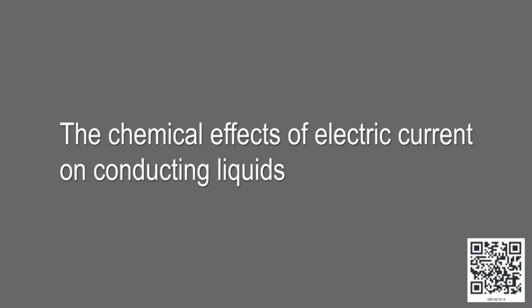In this session we are going to learn about the chemical effects of electric current on conducting liquids. Electric current causes chemical reactions when passed through conducting liquids, such as formation of gas bubbles on electrodes and deposition of metals on electrodes, and there might be a change in the solution. These are some of the chemical effects of electric current.